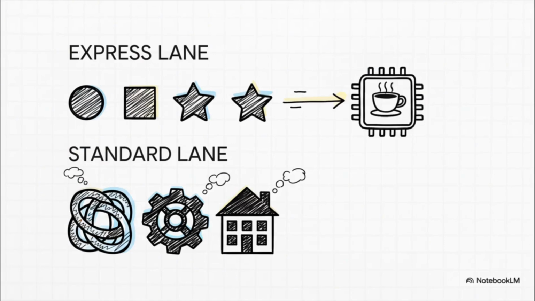So how do you fix that digital traffic jam? Well, that leads us to our next strategy, shortest job first. You can think of this like the express lane at the grocery store.